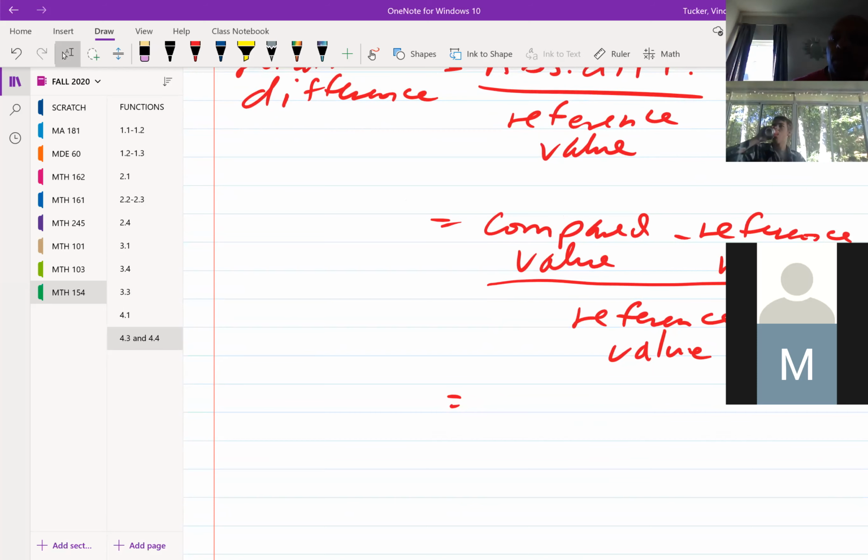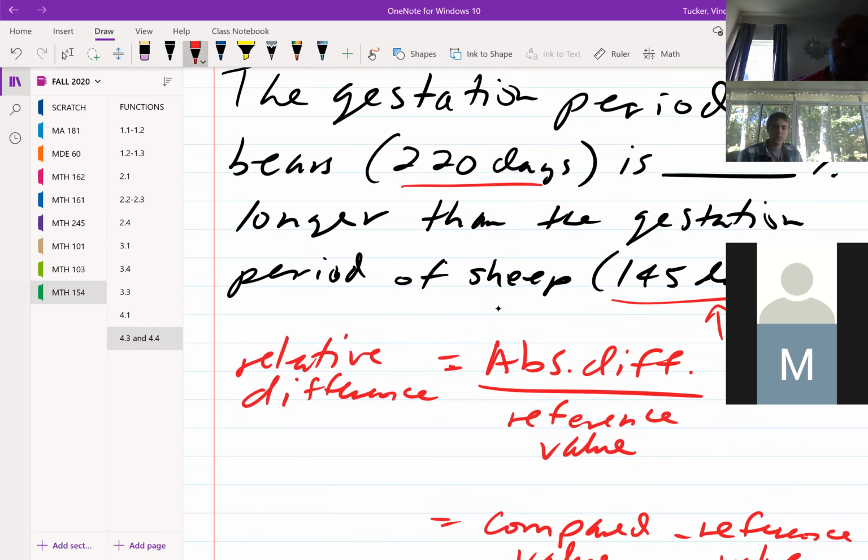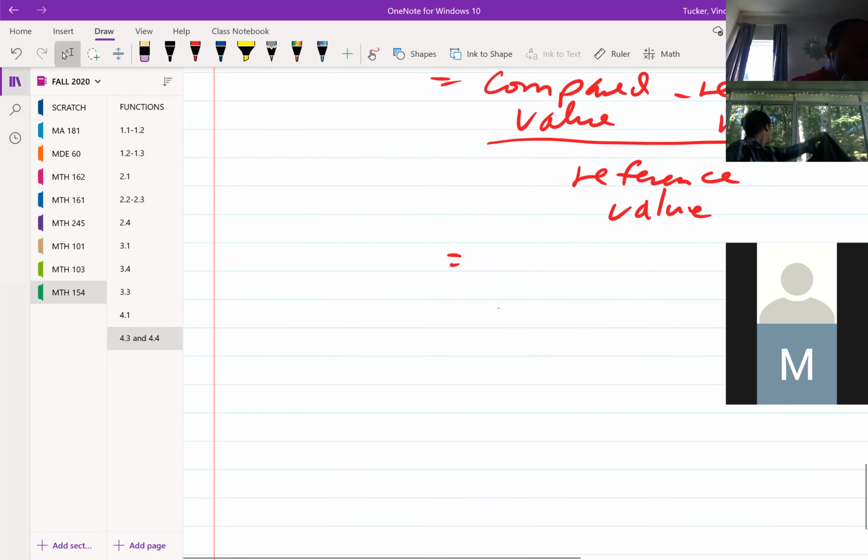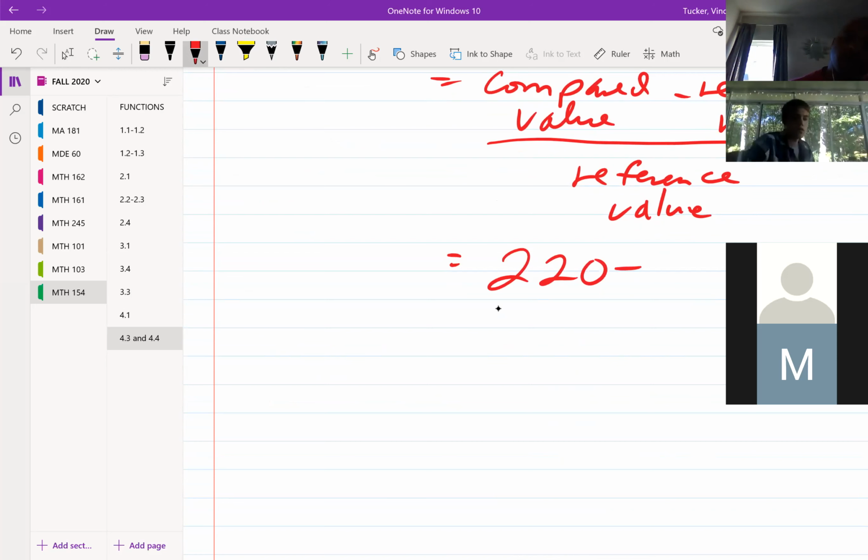Oh, I think, no, hold on. I got it the other way around. This is our reference because of the wording. So percent longer than sheep. Okay, sorry. The reference value is actually the 145, and this is what I'm comparing it to. So the gestation period of bears is percent longer than the gestation period of sheep, right? Because it says of sheep. So our reference is going to be the 145. So that's how we're looking at that.